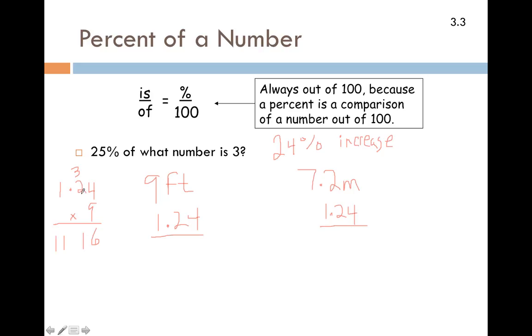Okay, there are 2 numbers behind the decimal in the problem. There are going to be 2 numbers behind the decimal in the answer. So that's going to be 11.16. Now that's 11.16 feet.